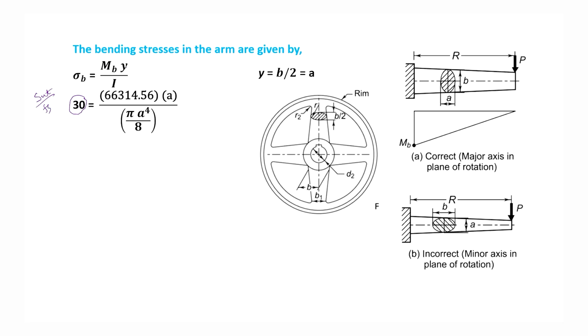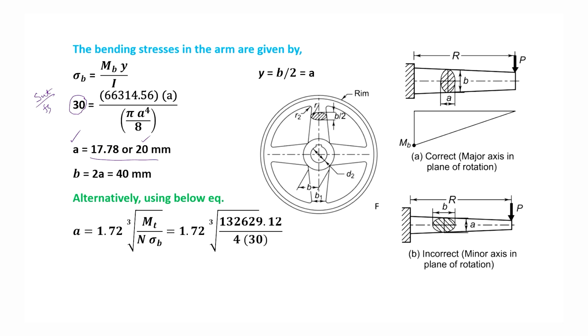Substituting the values of Mb, y and I, we get A, the minor axis of the cross section of the arm of the pulley, and it is 17.78. We selected it as 20 mm. Then B is equal to 2 times A, which is 40 mm. Alternatively, using the below equation, we can get the value of A, and A comes again as 17.78 or 20 mm.